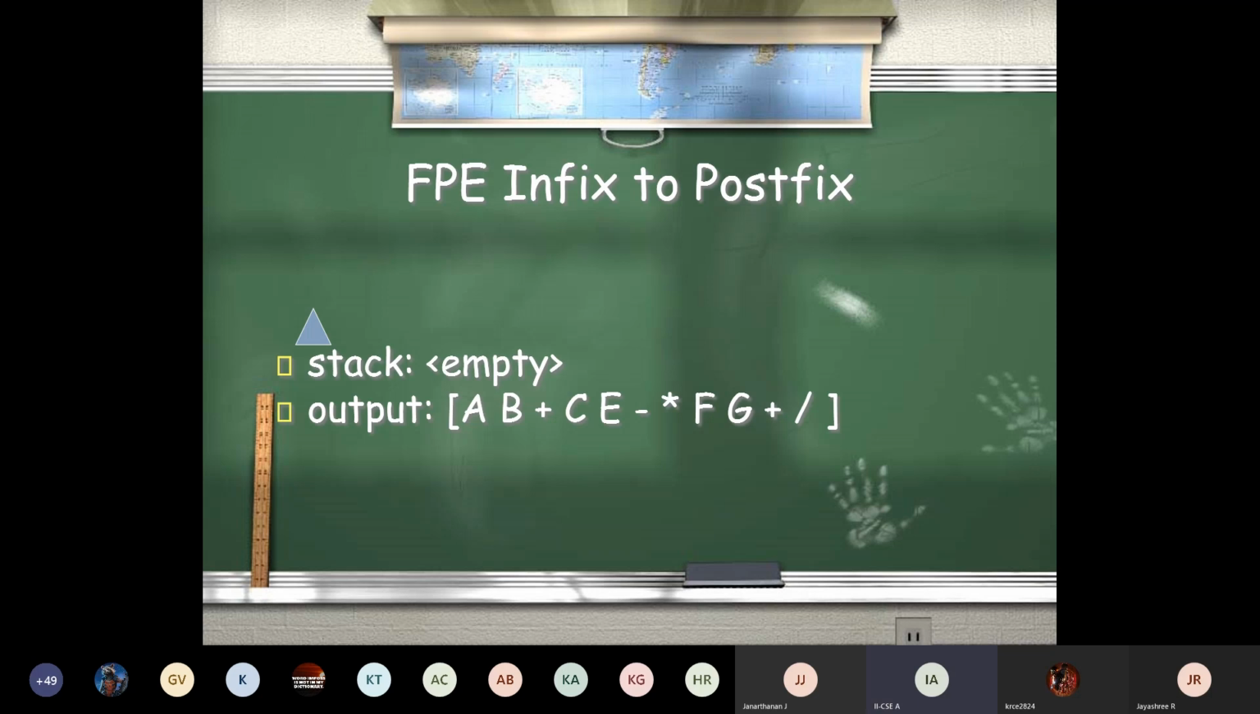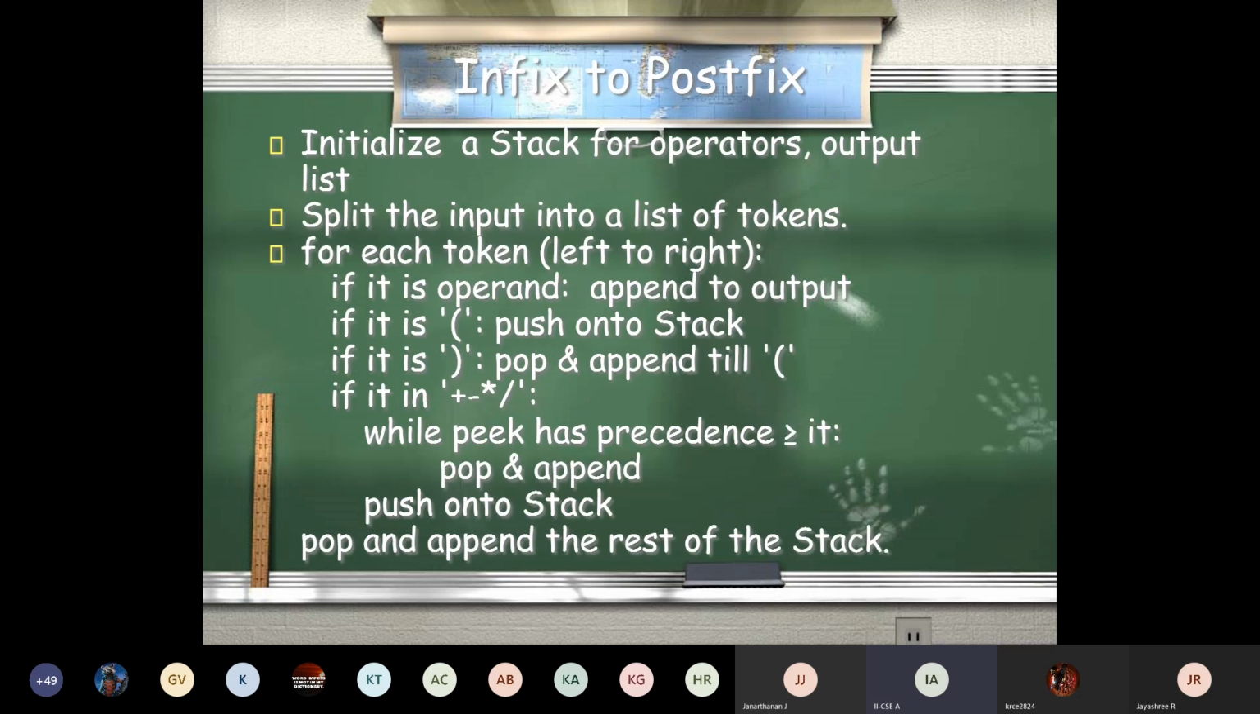Converting infix to postfix using a stack. This is the logic, basic logic. Okay. Let's see one more example for this. I hope you have completed. We'll see one more example. So how the algorithm goes, it is written here.